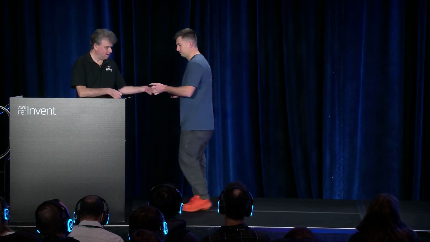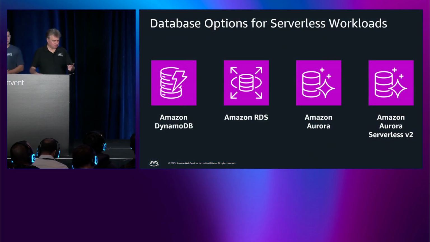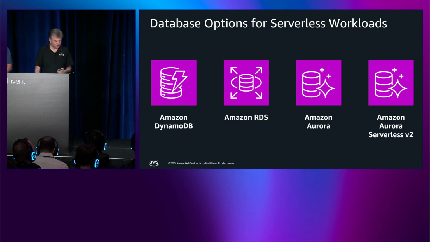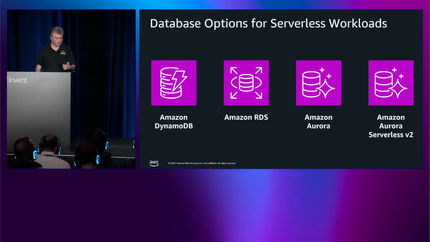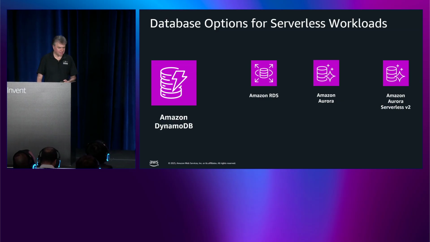Vadim? So the question is why we need another serverless database. We already have several offerings on AWS. The list is not complete. You see Amazon DynamoDB, RDS, Aurora Provisioned, and Amazon Aurora Serverless v2. I would like to talk about these databases, especially in terms of how they fit serverless workflows. And I'm working a lot with AWS Lambda, so how these databases can be approached and talked to from AWS Lambda. So let's start with DynamoDB.